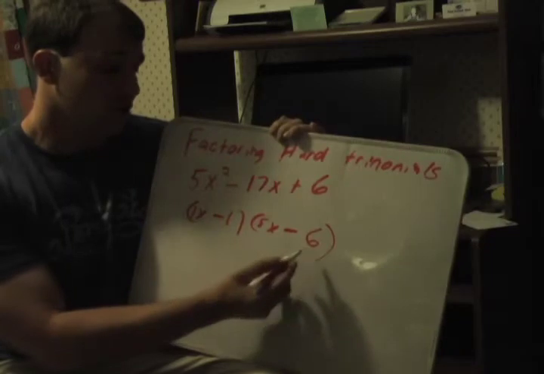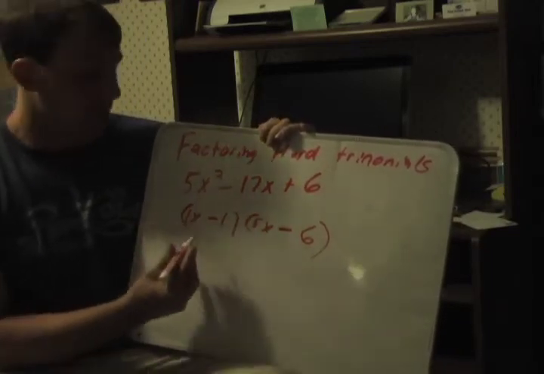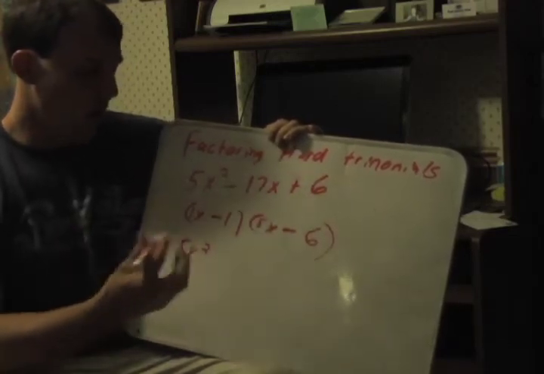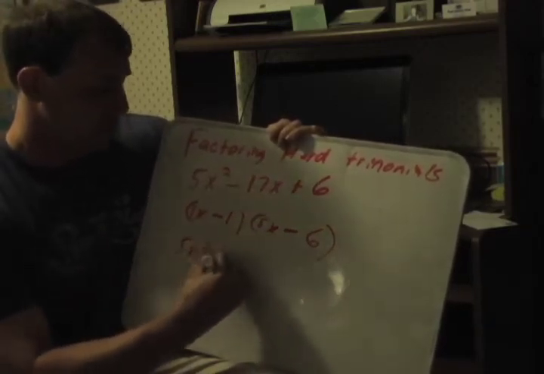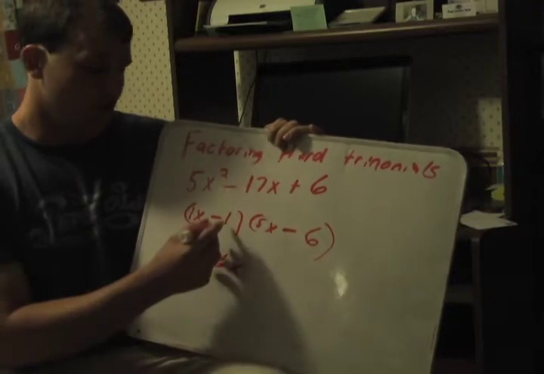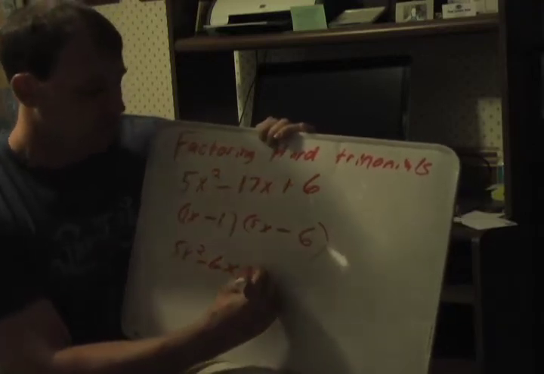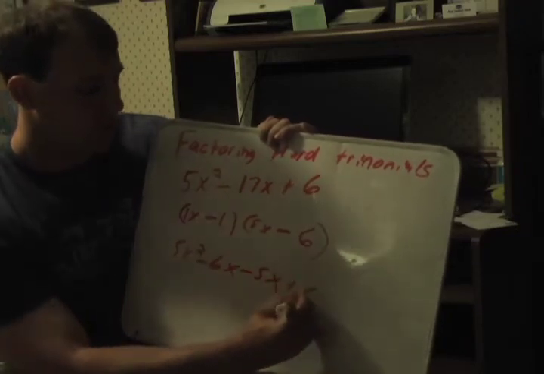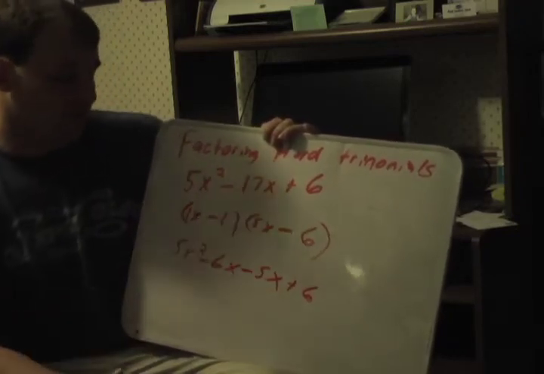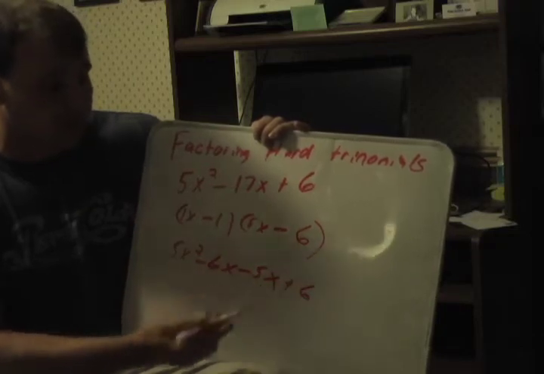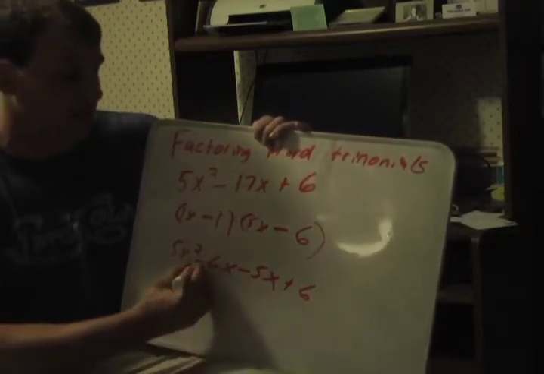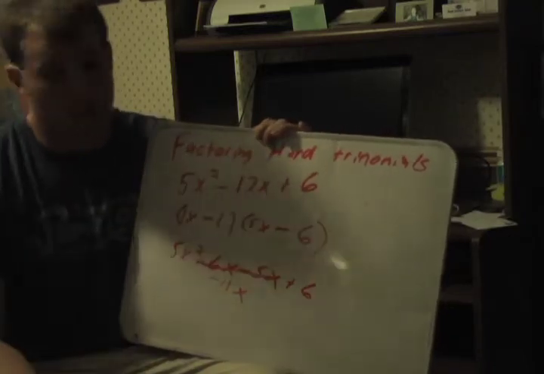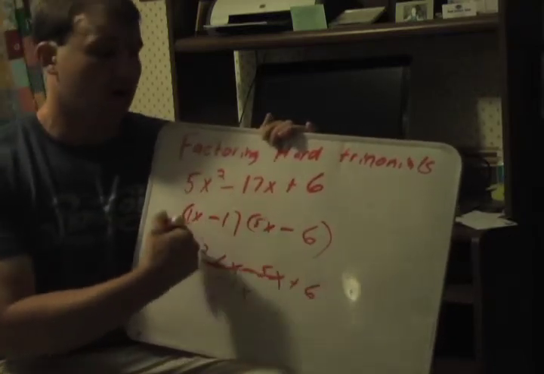Now to check if this is right, we use the FOIL method. First, 1x times 5x is 5x squared. Outer, 1x times negative 6 is negative 6x. Inner, negative 1 times 5x is negative 5x. Last, negative 1 times negative 6 is plus 6. Put the like terms in the middle together: negative 6x minus 5x is negative 11x, and that doesn't match what I started with. So I know this answer is not right.